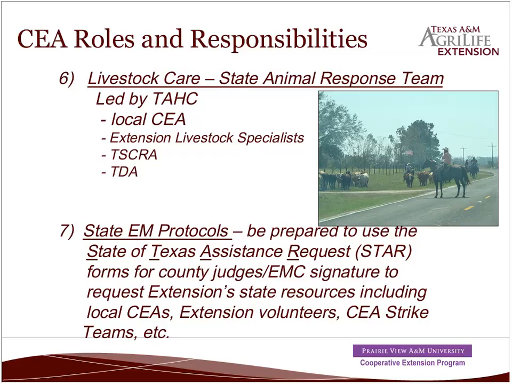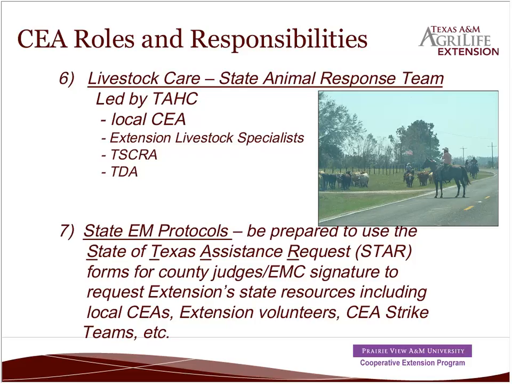If it's an extended type of multi-day event, then a livestock specialist out of our personnel at the Animal Science Department, a TSCRA Special Ranger, which is the Texas and Southwestern Cattlemen's Association, and the Texas Department of Agriculture, they all may have a person on that team to support the state animal response team, which is the earliest team that goes in to do damage assessment and livestock assessment and request the resources to address that need.